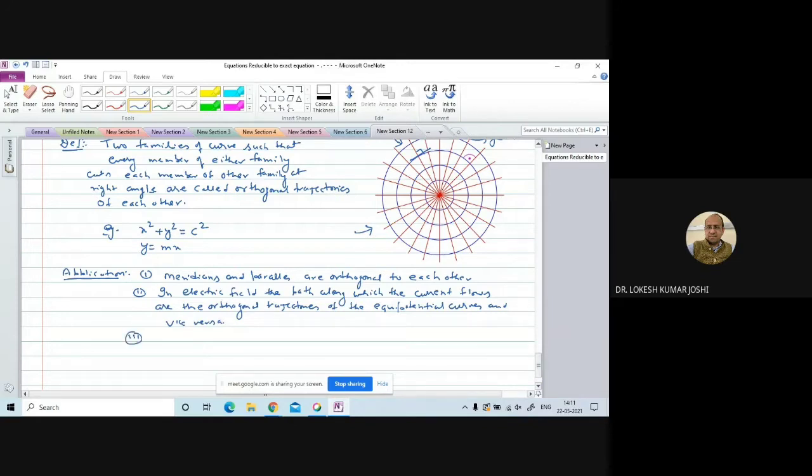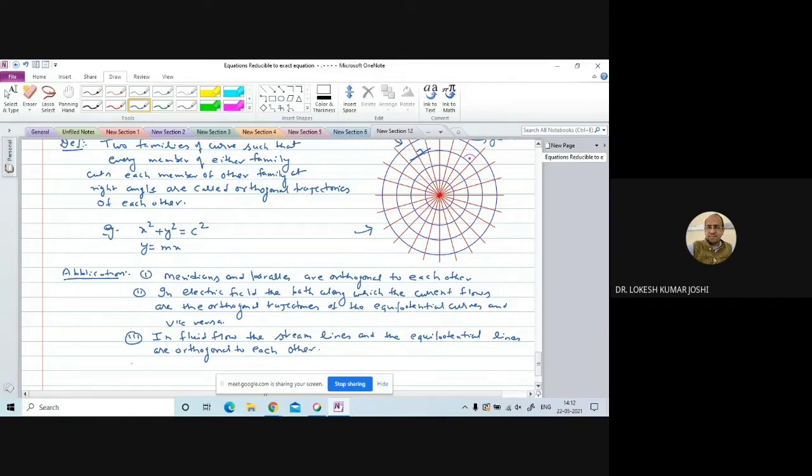We have orthogonal trajectories in fluid flow as well. If we see the case of fluid flow, the streamlines and the equipotential lines are orthogonal to each other.